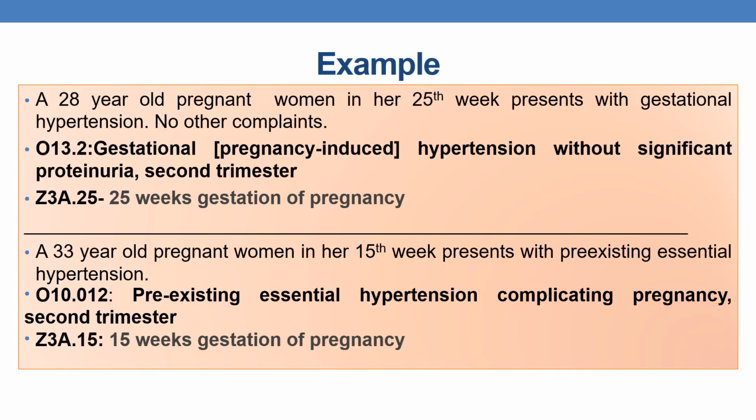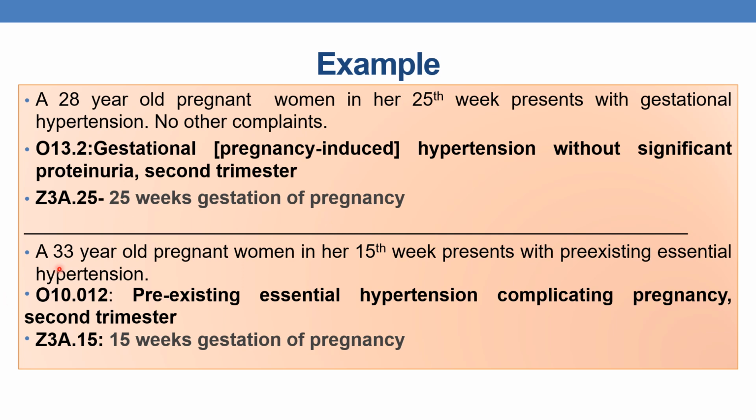A 28-year-old pregnant woman in her 25th week presents with gestational hypertension, no other complaints. Here the patient is in second trimester, that is 25th week, and she is suffering from gestational hypertension. The code is O13.2, gestational hypertension without significant proteinuria, second trimester. Additionally, Z3A.25 to indicate 25 weeks of gestation of pregnancy.